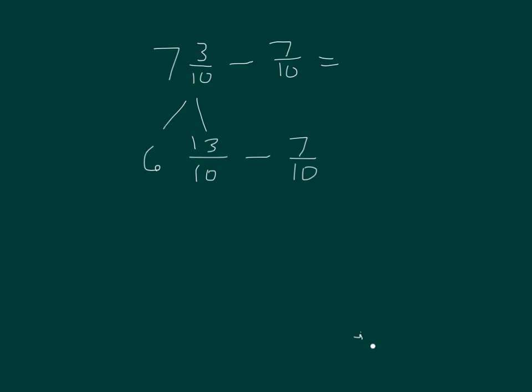13/10 minus 7/10 is 6/10. So we have 6 and 6/10, which we can reduce and simplify to 6 and 3/5. So we can write that as our answer. Read our number sentence. 7 and 3/10 minus 7/10 equals 6 and 3/5.